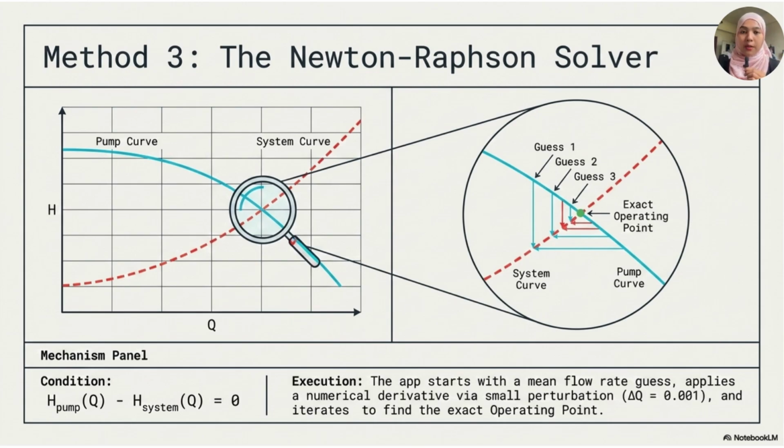Once we have the pump curve and the system curve, we need to know exactly where they meet. So this brings us to method 3, the Newton-Raphson solver. Here is the mathematical condition that we are solving for. The app starts with an initial flow rate guess. It then applies a numerical derivative via a tiny perturbation, where delta Q is equal to 0.001, and rapidly iterates through guess 1, guess 2, and guess 3. Within a fraction of a second, it locks onto the exact operating point.